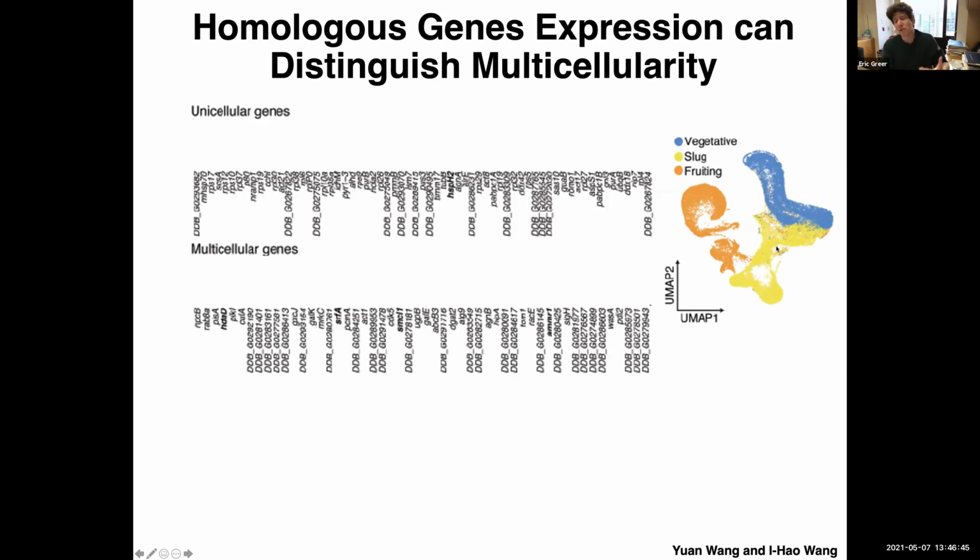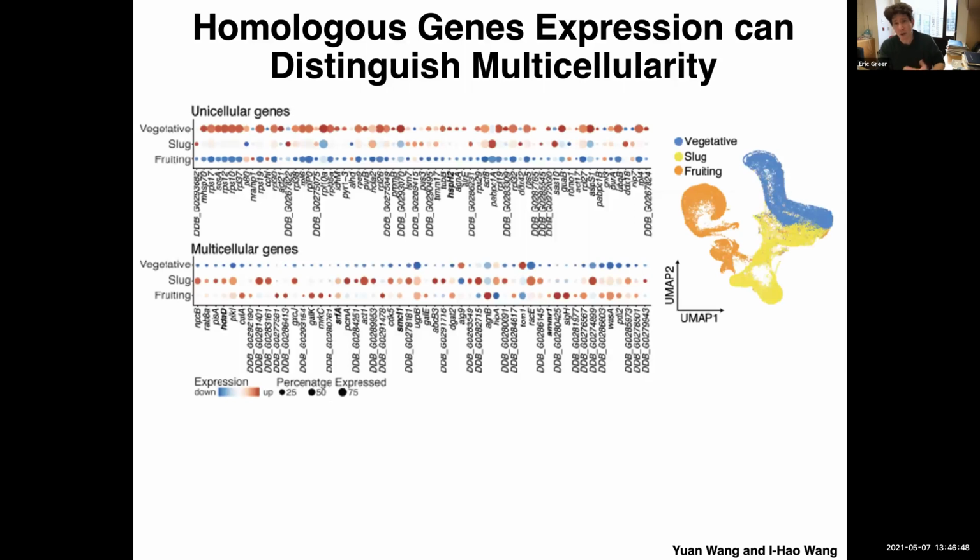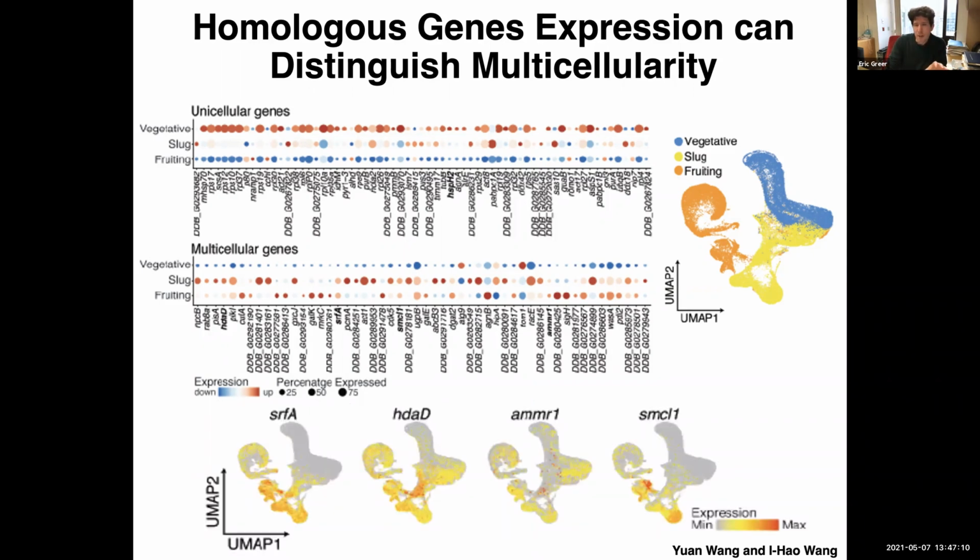And additionally, the single-cell RNA-seq could recapitulate what we found by the bulk RNA-seq of these genes, of the unicellular enriched genes. We were able to show that, yes, indeed, they showed higher expression in the unicellular stage in the individual cells than they did in the multicellular stage, and vice versa. The multicellular genes showed higher expression in the multicellular stage. And just to give you a few examples of these genes and their expression, we see that SRFA, this transcription factor, which I mentioned earlier, shows enriched expression in the multicellular stage, as does this putative histone deacetylase, HDAD, AMMR1, and this SMC-like protein, SMCL1.